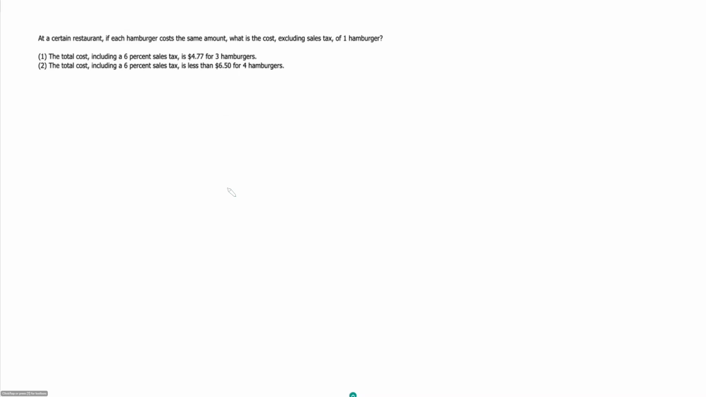At a certain restaurant, if each hamburger costs the same amount, what is the cost excluding sales tax of one hamburger? And so we'll just say we're looking for P, where P stands for the price of one hamburger. Other than that, no real information given in the prompt. Let's look at our statements.